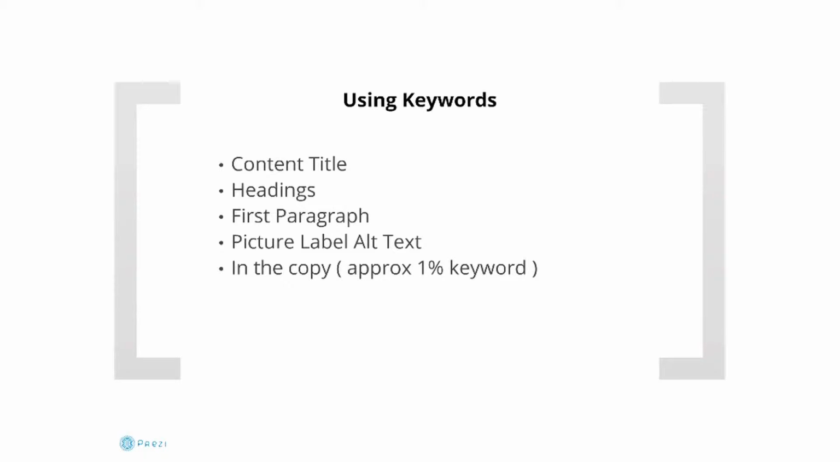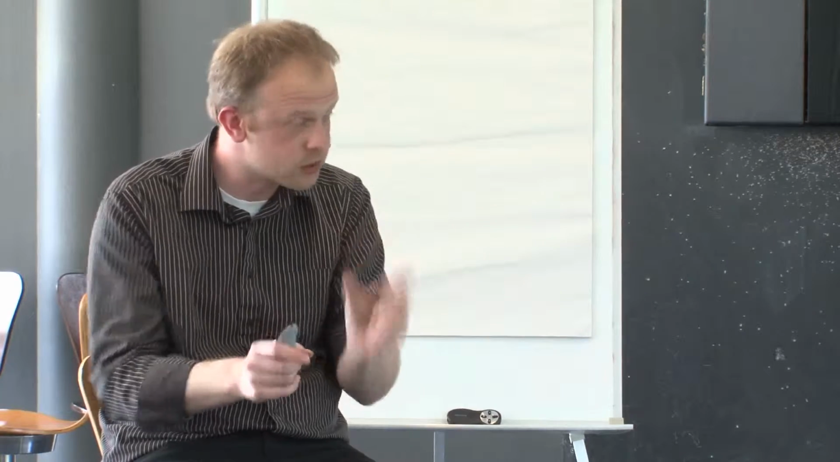Okay, so if you're going to use keywords in a title, in a blog post or something like that, you basically want the keyword to appear a certain number of times. It can be a phrase or it can be a certain word. You can put it in the content title, you can put it in the headings. It needs to appear in the first paragraph. If you've got a picture, label it with your keyword, and then in the copy, use 1%. So for every 100 words, use your keyword once.